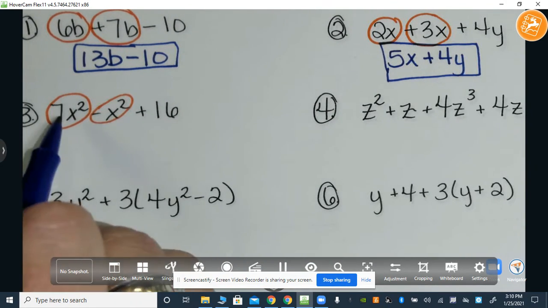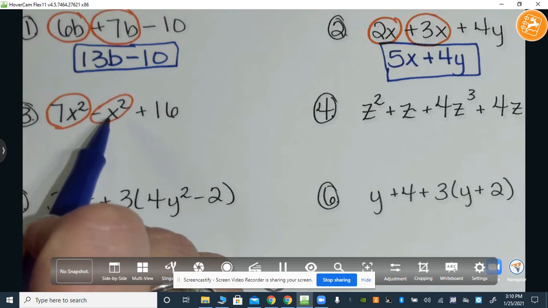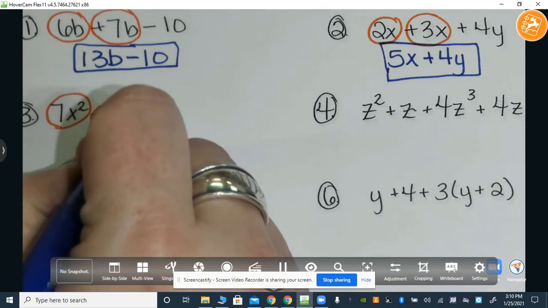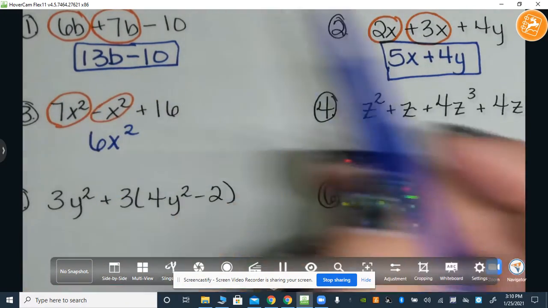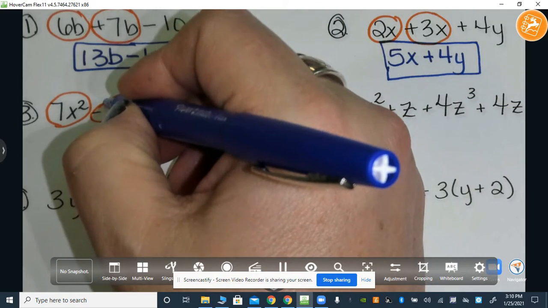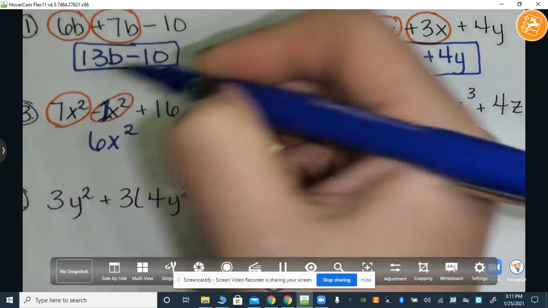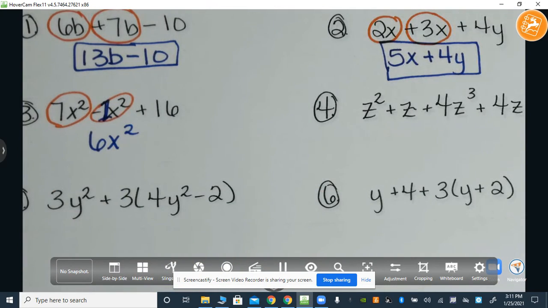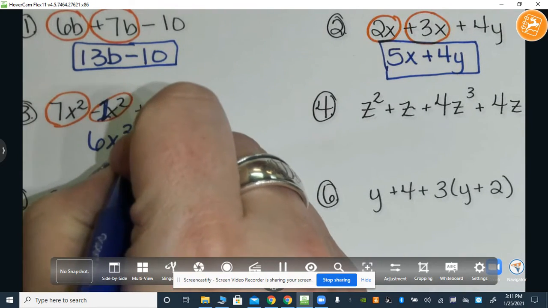So when I combine them, I have 7x squared minus x squared. So that gives me a 6x squared, because there's an invisible 1 as a coefficient, because it's only 1x squared. So 7 minus 1 gives me 6x squared. And then I just bring down this plus 16.